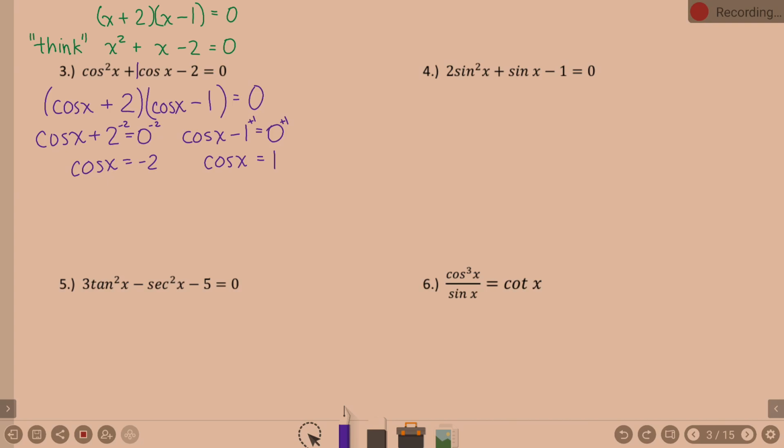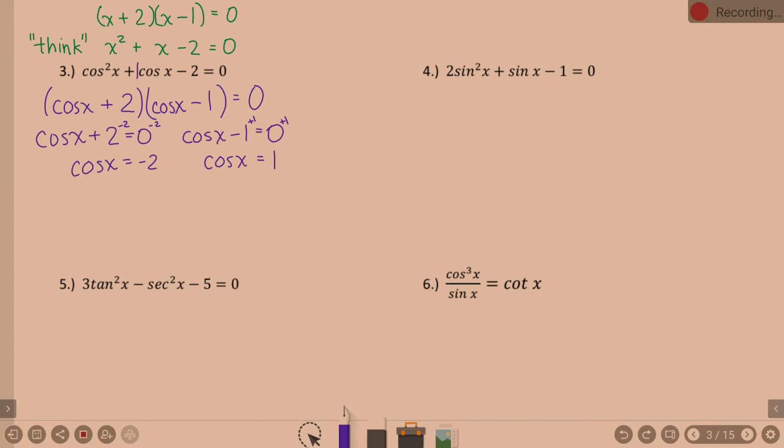Now, do these look like problems 1 and 2 that we already did today? Same idea, yes? We're solving 2 equations essentially. So we're going to ask ourselves, at what angle or angles does cosine equal negative 2? And at what angle or angles does cosine equal 1? Well, 1 is just 0, right? Okay, are you guys with them?